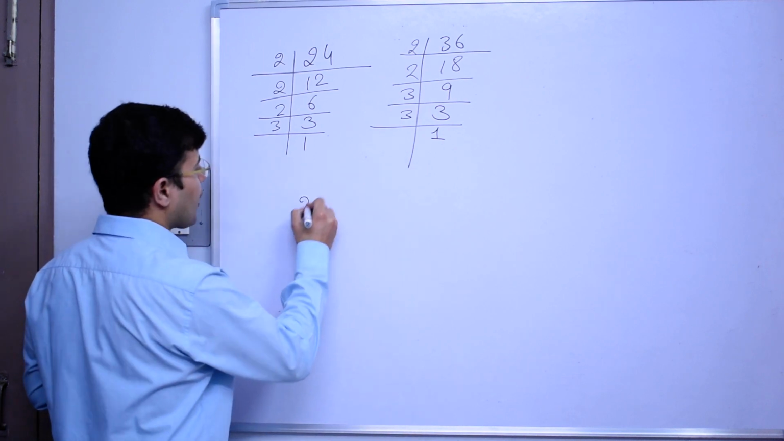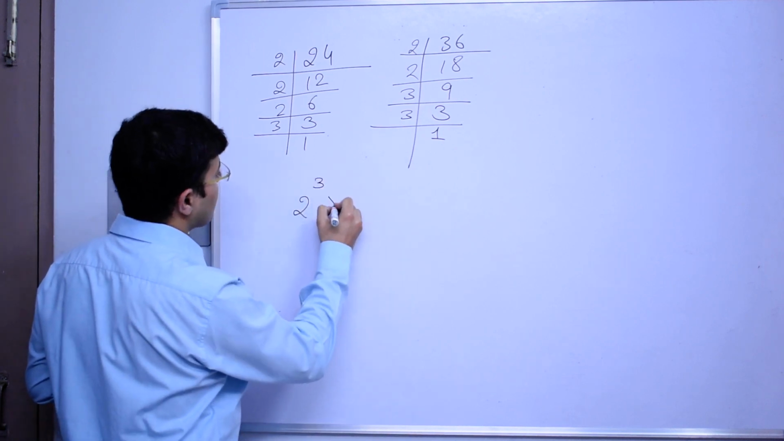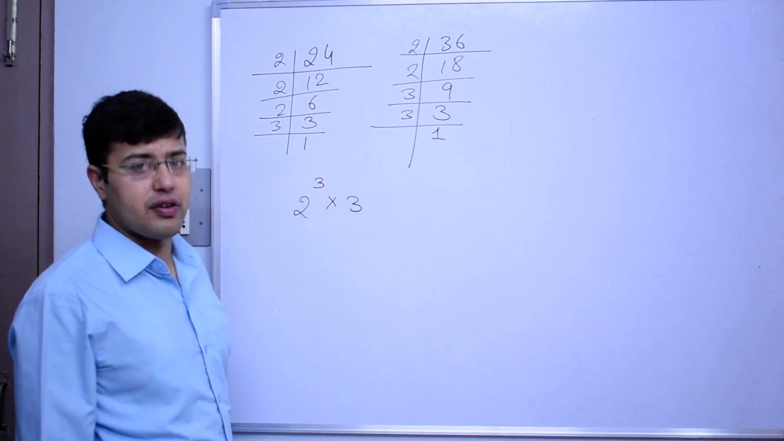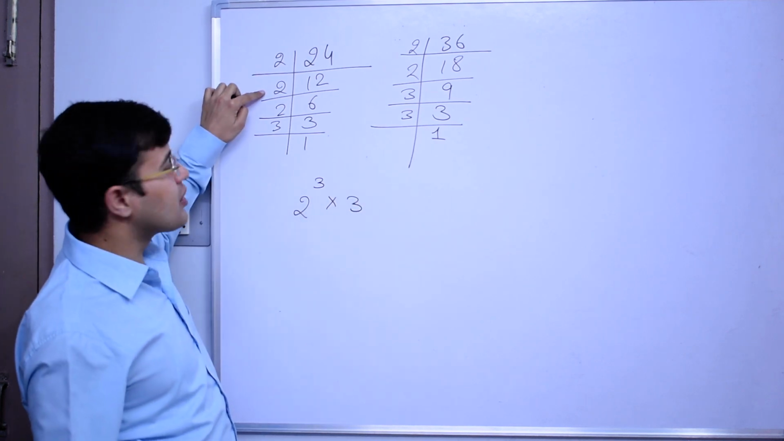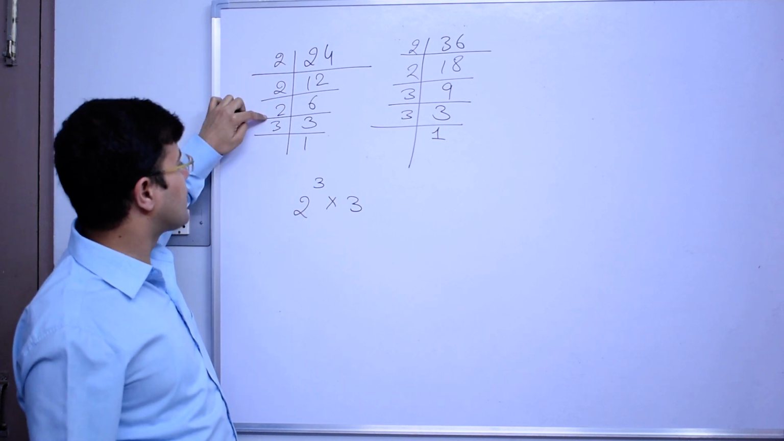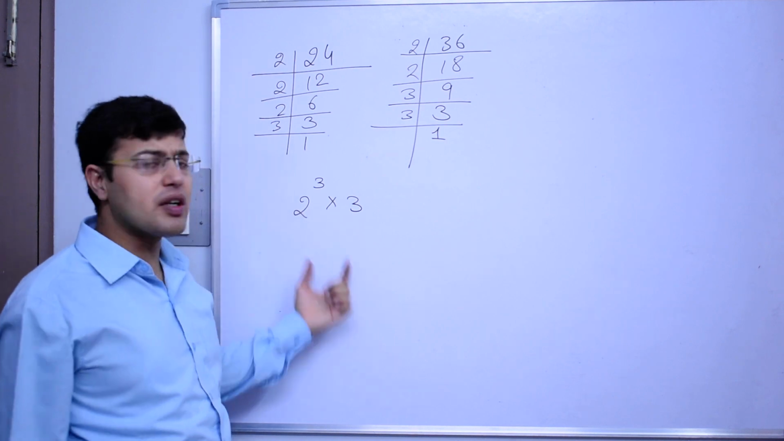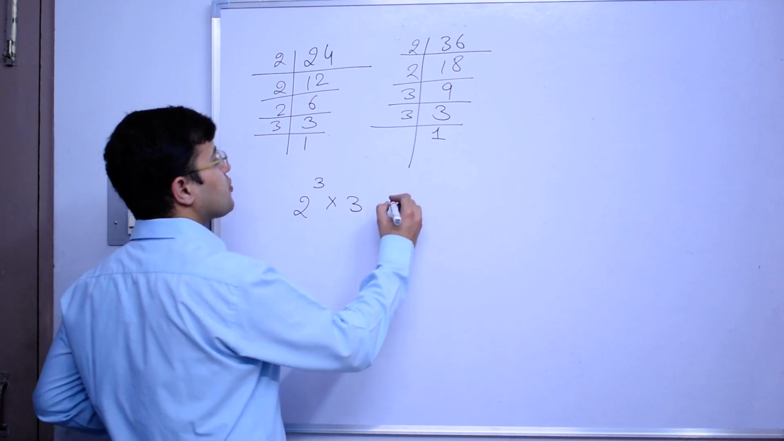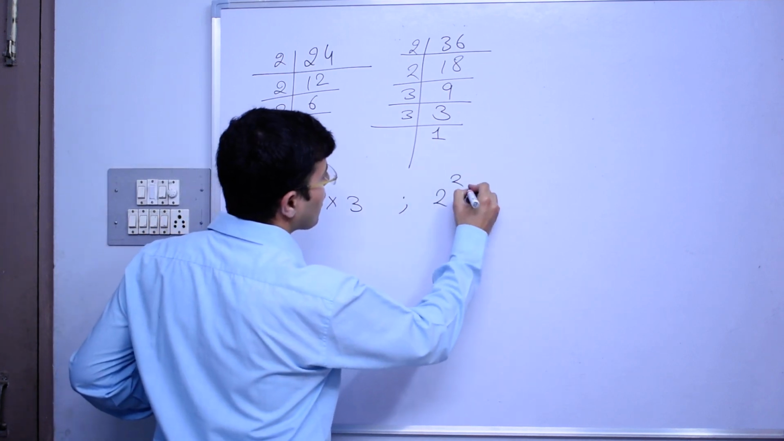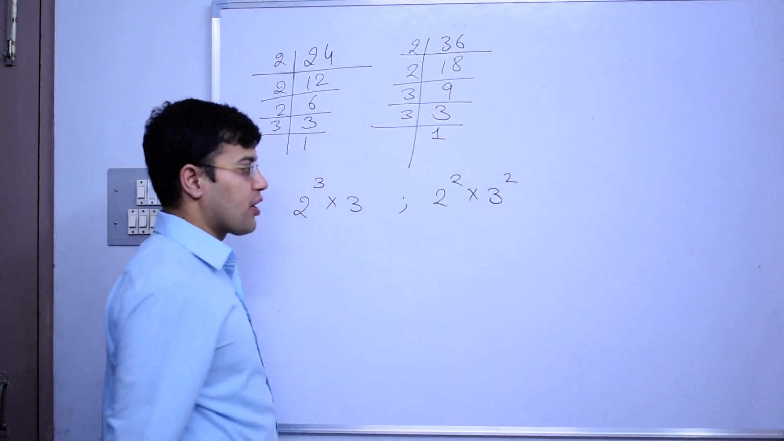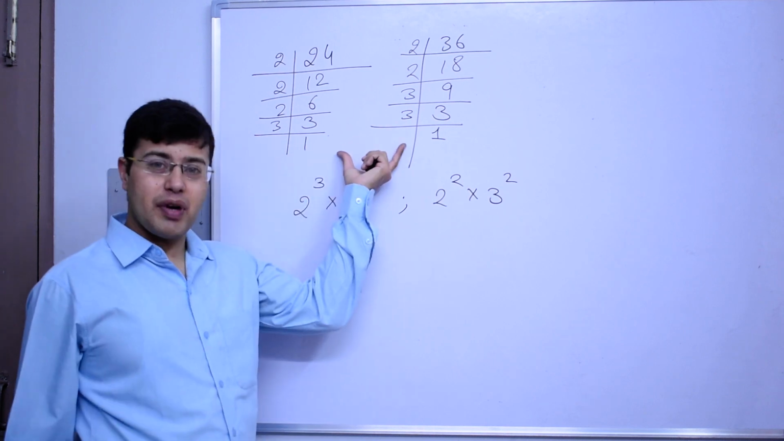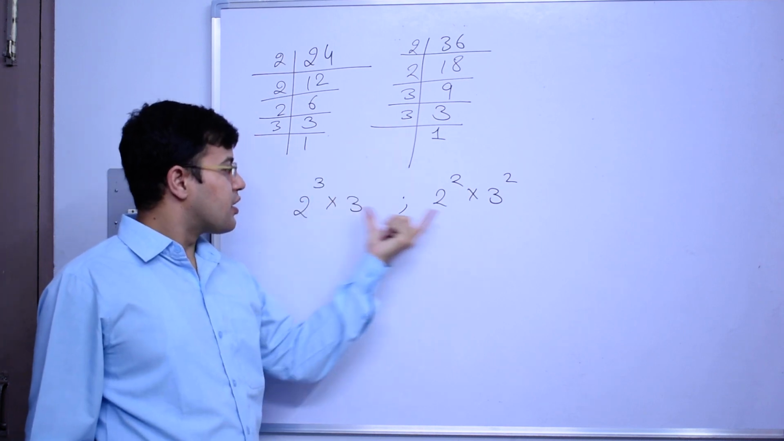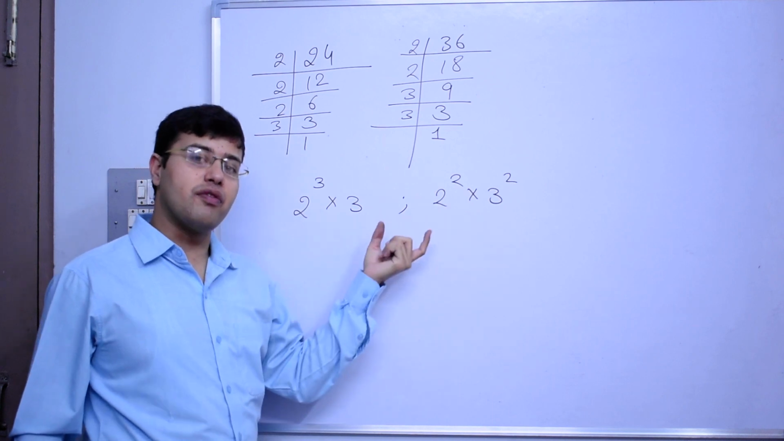Then the next step is to write down the numbers in terms of their exponents. Exponents or powers, you know, if 2 is multiplied by itself, it is 2 raised to 2. If it is multiplied by itself again, it is 2 raised to 3. You have studied it in the previous classes. So 24 is 2 cubed into 3, and 36 is 2 square into 3 square. Now the first step was getting the prime factorization done. The second step is writing down the prime factors in the exponent forms.